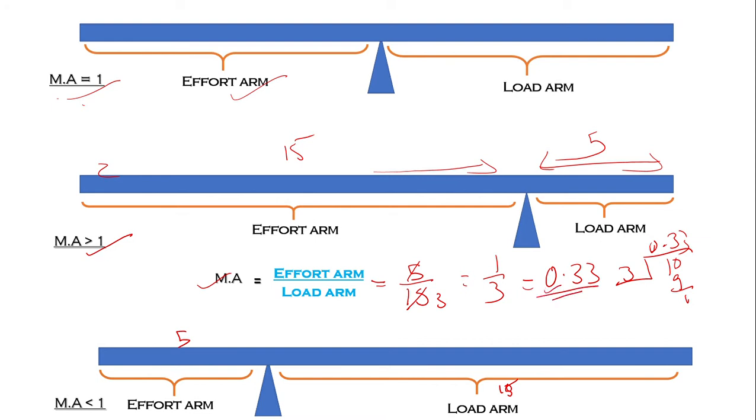Okay, so if it is less than 1, what do we say? It's a speed multiplier. So these are the three scenarios. It is just based on the length of the arm. If the effort arm is more, it is greater than 1. If it is less, the mechanical advantage is less than 1.